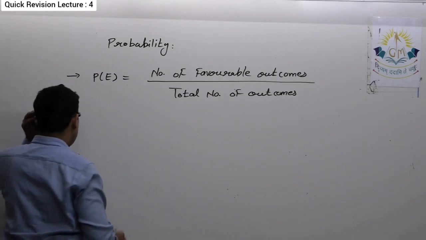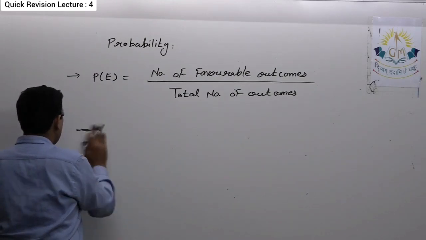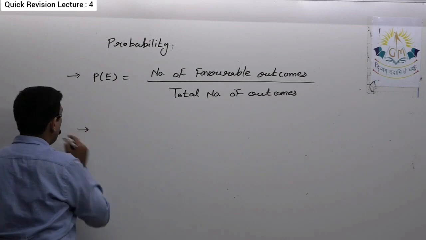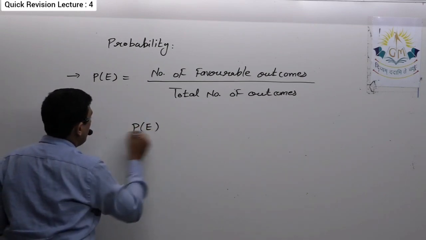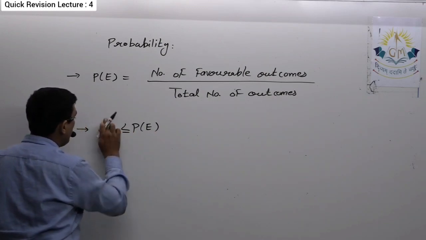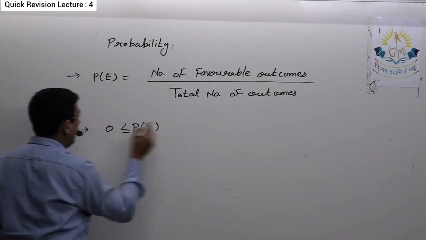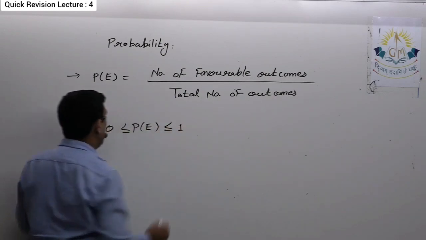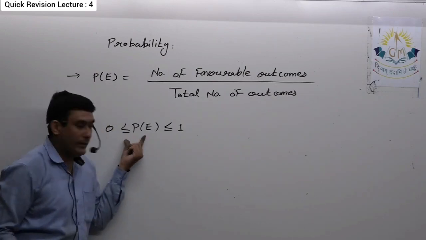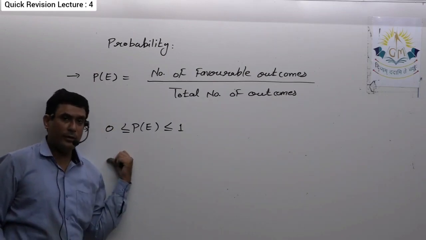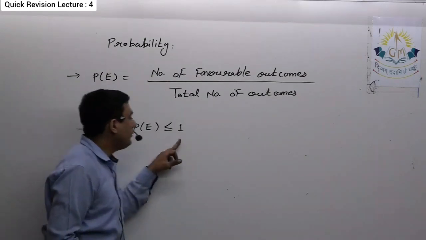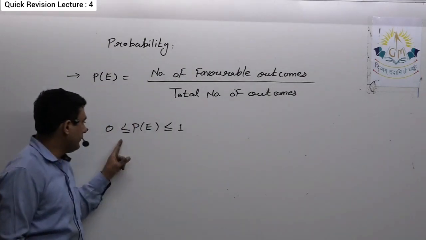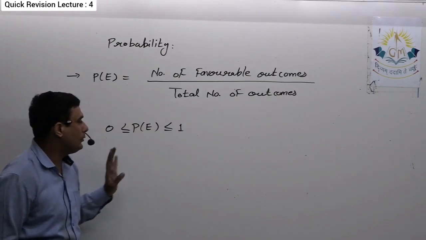Other than this, what you have to learn in the theoretical portion is that the probability of any event is always greater than or equal to 0 and less than or equal to 1. That means the probability of any event cannot be less than 0, cannot be greater than 1. Either it will be equal to 1 or less than 1, either it will be greater than 0 or equal to 0.